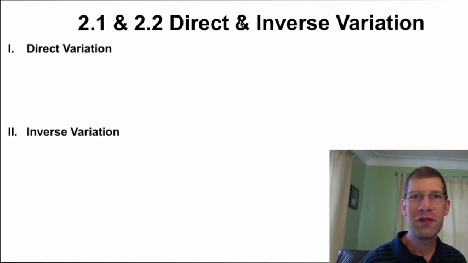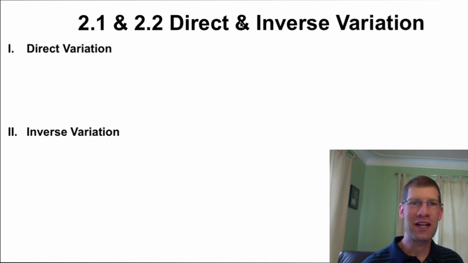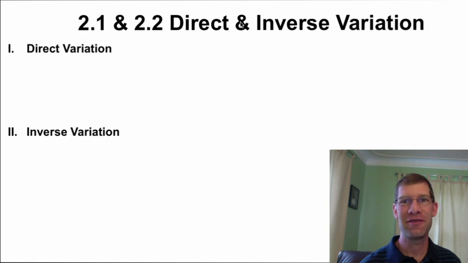Hey, we're starting chapter 2. Actually going to combine the first two sections. They're pretty much the same thing, just the equations are very slightly different. So 2-1 and 2-2. 2-1 is all direct variation. 2-2 is inverse variation. Just want to start out talking about the difference between the two.